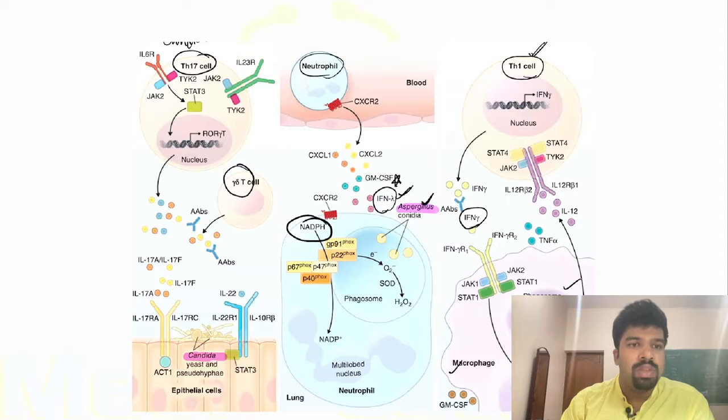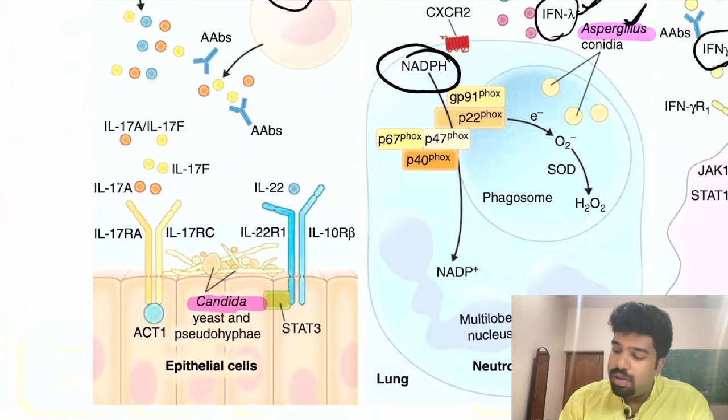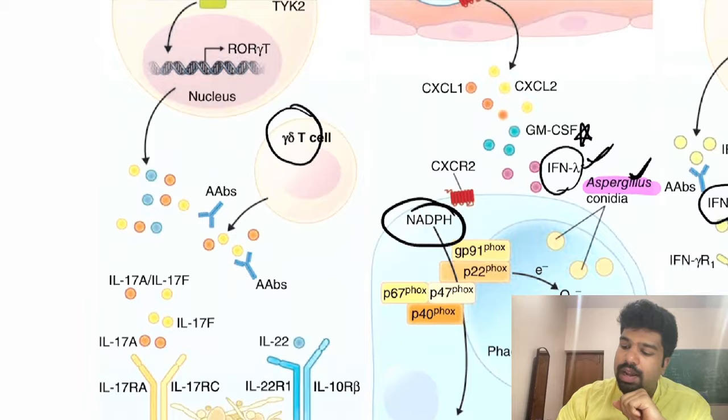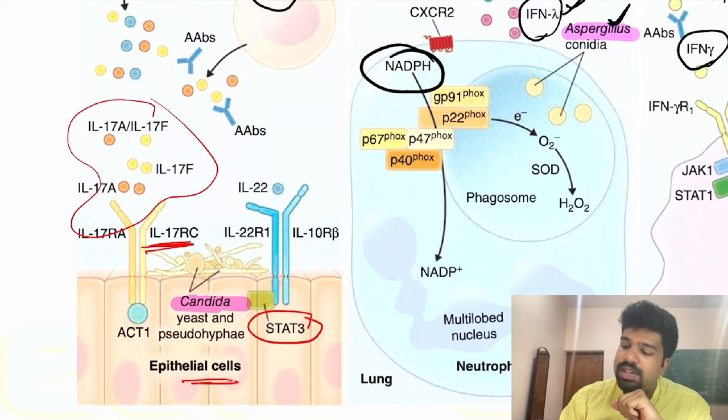This is the Harrison's diagram, which explains the same thing. You can see epithelial defense here. Okay. You can see Candida has come and sat on the epithelial mucosa. Okay. Now you can see that the TH17 cell is activated. It releases what? It releases IL-17 and its subtypes. It acts on the IL-17 receptor and activates the JAK-STAT pathway, which kills the Candida.